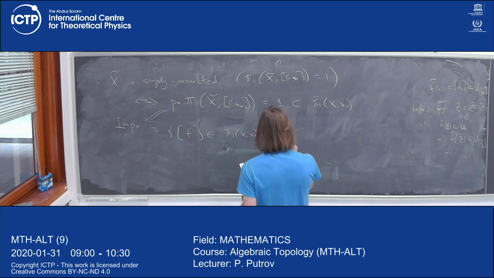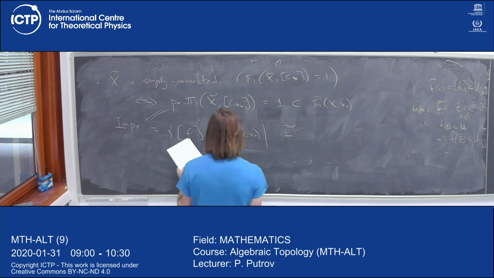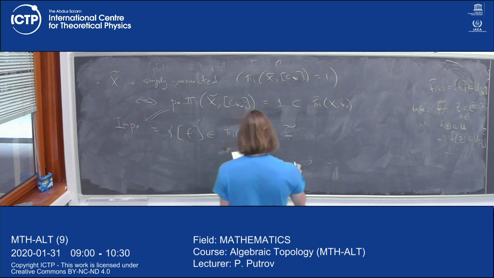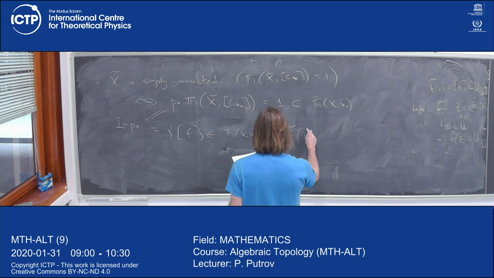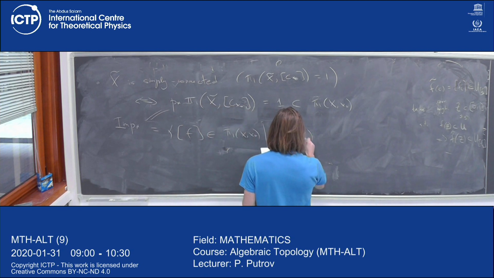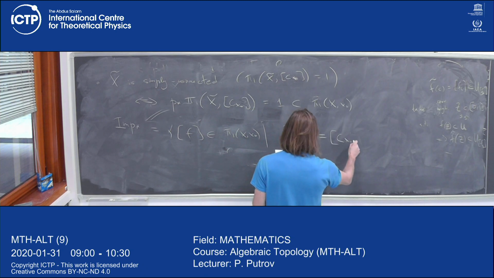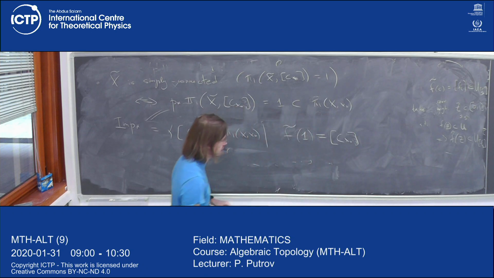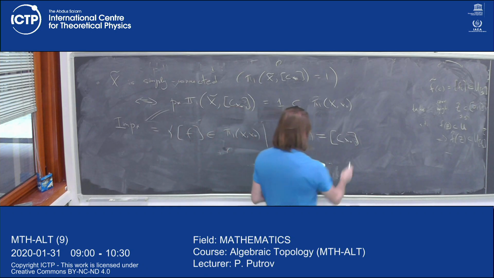So they lift. This means the lift of f, which is a path in general in X tilde, is actually a loop. This means that its endpoint is the same as the starting point. At the starting point, we know this is a class of a constant loop.